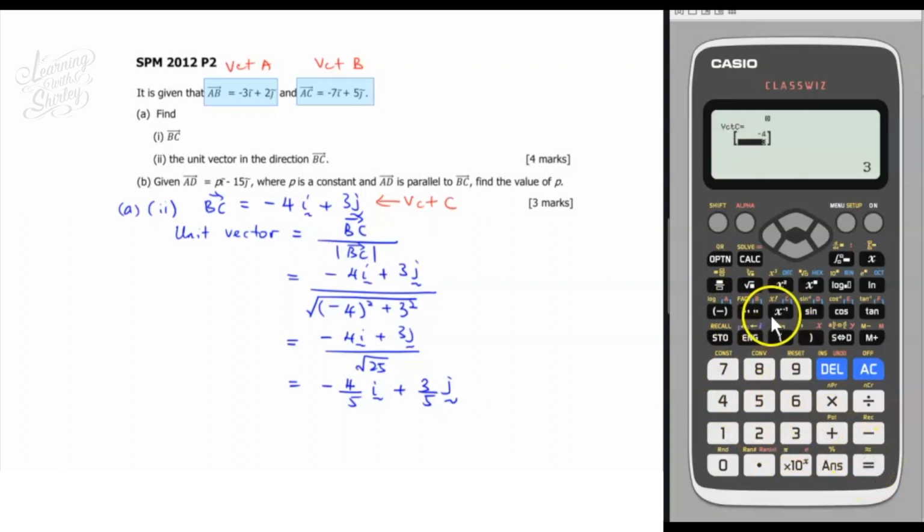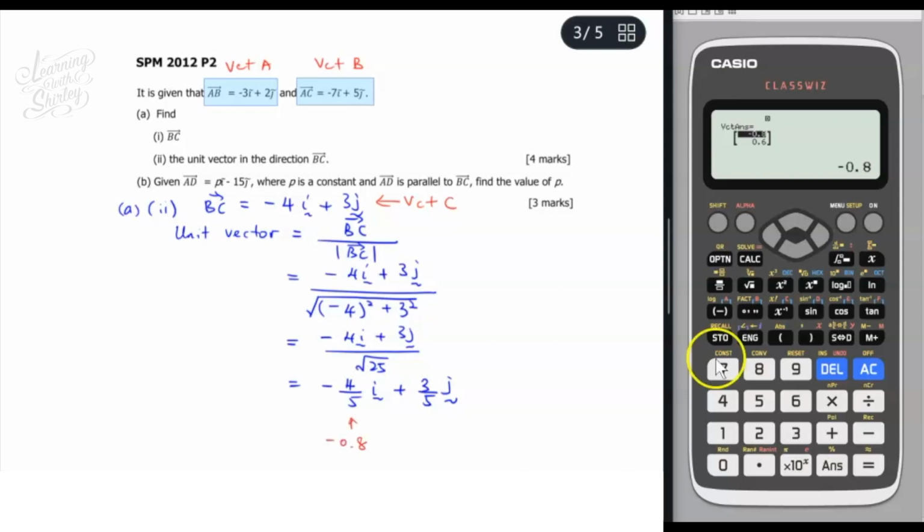Okay, so to find the unit vector, so option, vector calculation, 3, and then, okay, you go to option, then you go down, you can see unit vector, which is 4. Okay, go to 4. So unit vector of vector C, right? So you go to option, vector C is number 5. Okay, so unit vector of vector C, then you press equals. So you get negative 0.8, which is this one. This is negative 0.8. Okay, then you press the bottom one is 0.6. Okay, so this is 0.6.